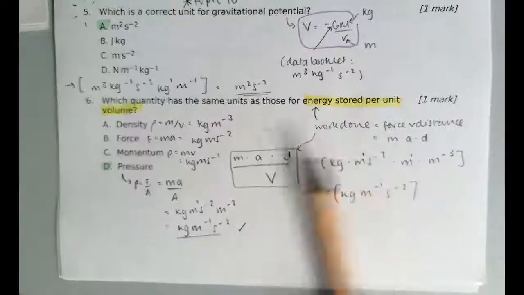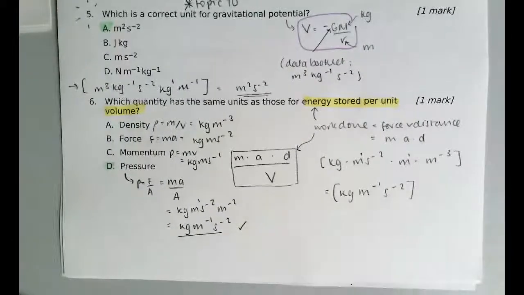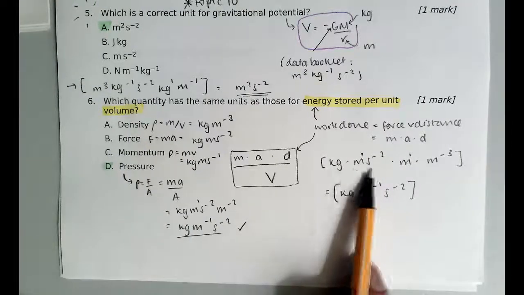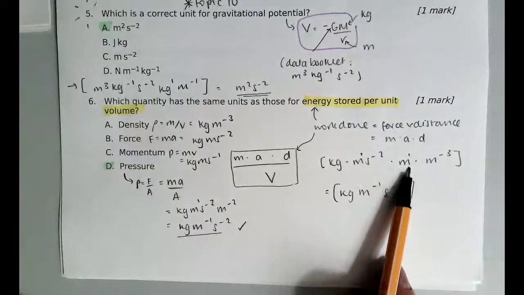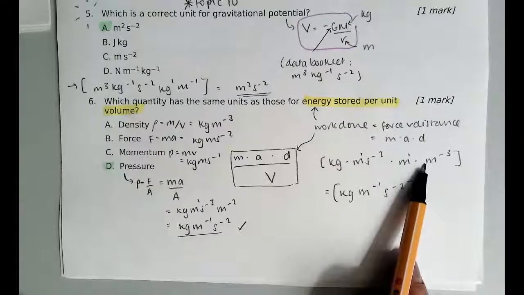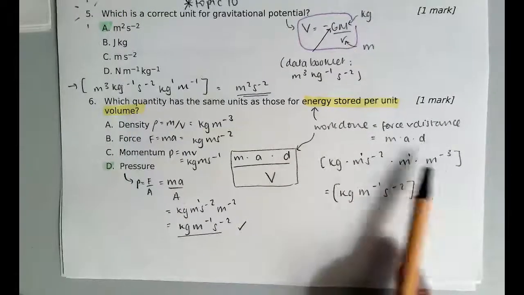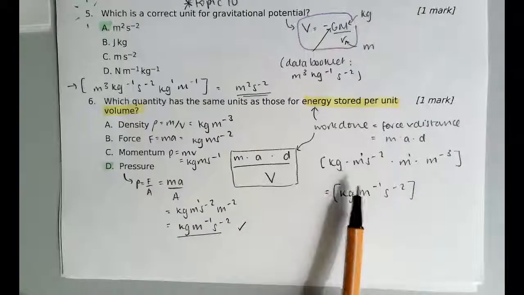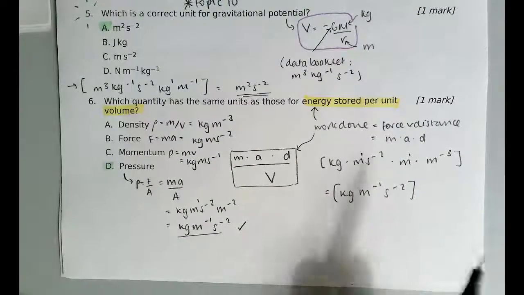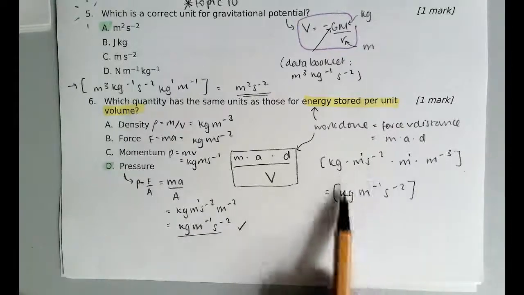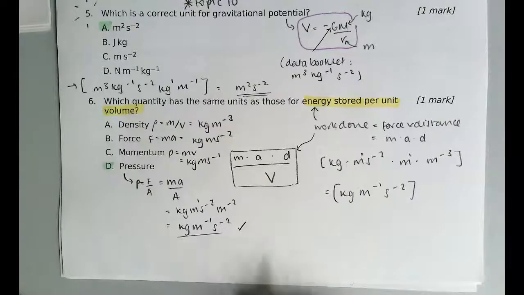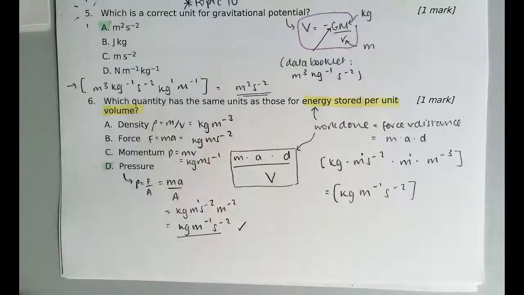Per unit volume, volume is measured in meters cubed. So we've got mass, acceleration, distance divided by meters cubed. I gather like terms again. I've got 1, 2 minus 3 m's, so that gets me my m to the minus 1. Okay, so now I have my base units for energy stored per unit volume. And then I just need to check through and see which one matches.